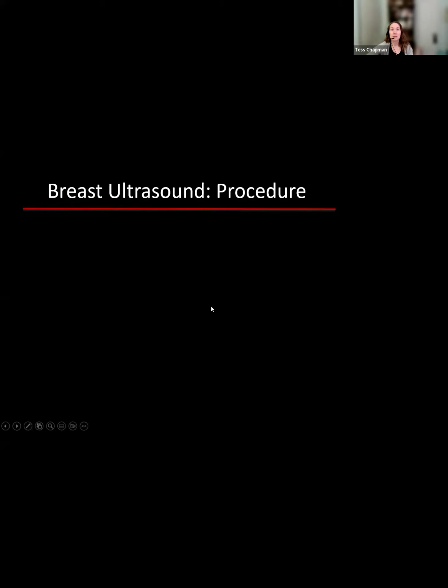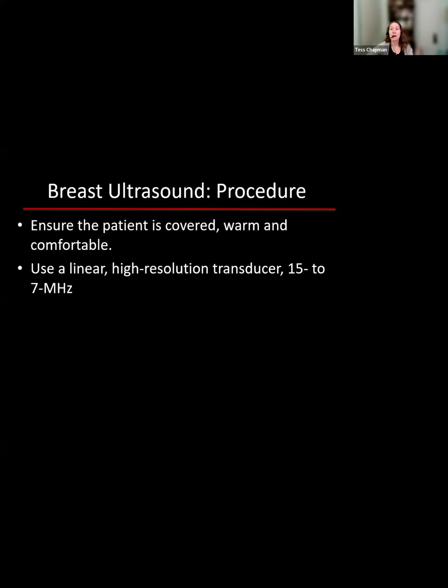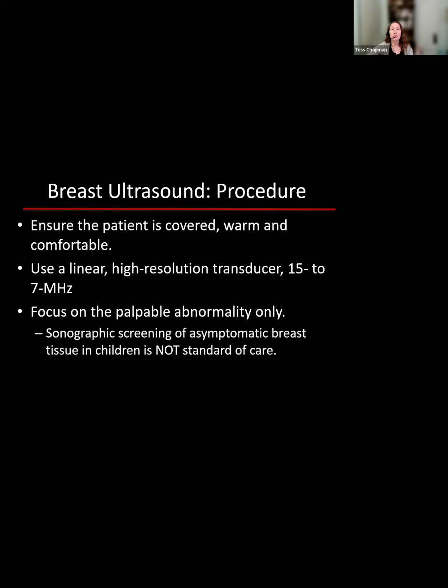So as far as the breast ultrasound procedure, first, you want to ensure the patient is covered, warm, and comfortable. Needless to say, this can be an uncomfortable exam for young girls and teenage girls. So we'll use a linear high resolution transducer and we'll just focus on the palpable abnormality only. There's no role for ultrasound screening of an asymptomatic breast in a child. That is not standard of care. So you don't need to look at the asymptomatic breast tissue. You just focus on the palpable abnormality.